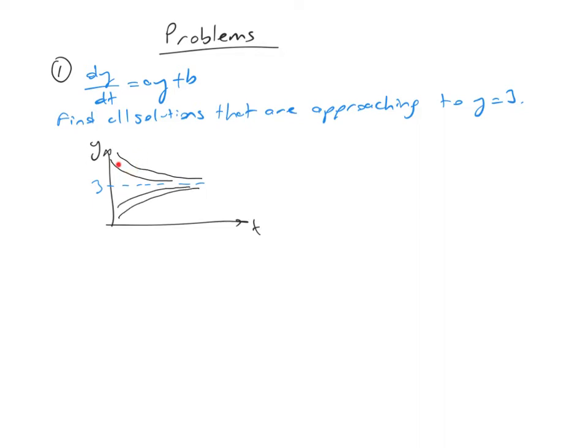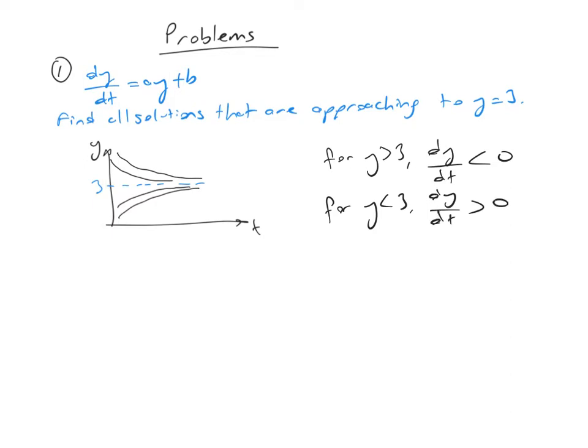The y values that are bigger than 3 are decreasing in time. So, the first derivative of the y values that are bigger than 3 is negative. And in the opposite case, the y values smaller than 3 are increasing in time. So the first derivative of the y values that are smaller than 3 is positive. Let's write it down. For y values bigger than 3, dy/dt is smaller than 0. For y values smaller than 3, dy/dt is bigger than 0.